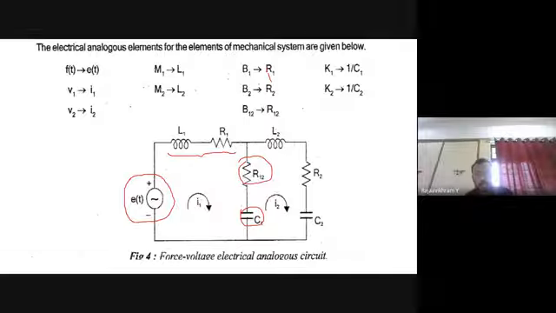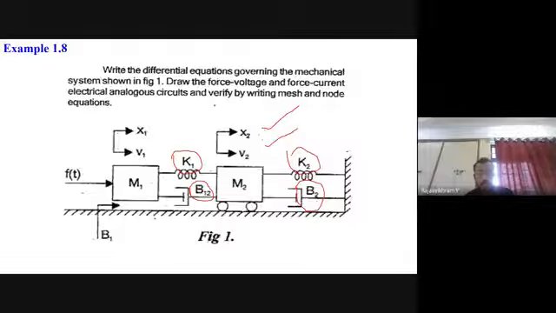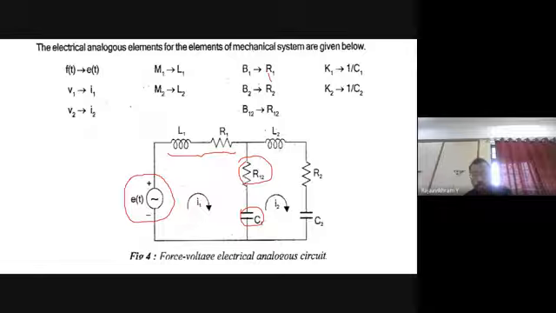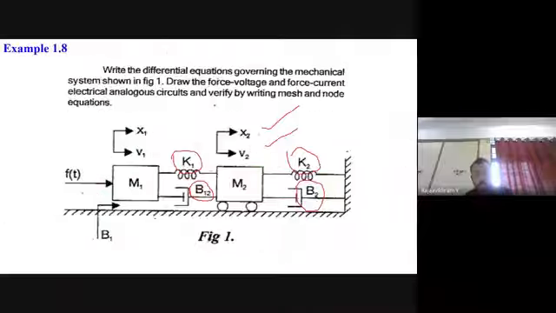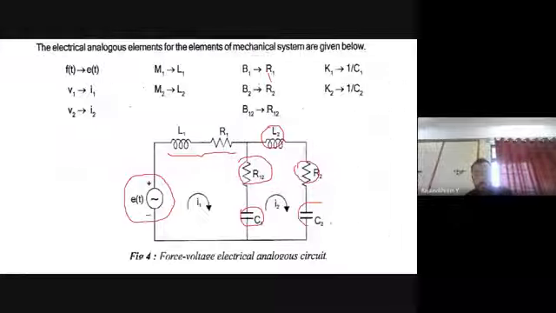Next, how are we getting L2 and R2? M2 represents L2 and B2 represents R2. So L2 represents M2 and R2 represents B2. And the last one, C2. You have the K2 spring, therefore K2 is represented by C2. So what are I1 and I2? Because we have two velocities, V1 and V2, we are indicating them as I1 and I2.